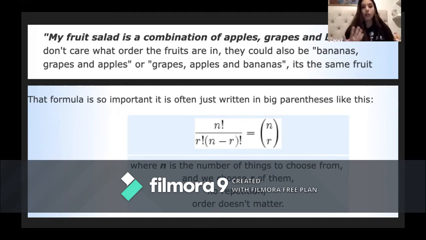The formula is often written in big parentheses because it's easier to put it that way in the calculator. But let's not forget that the formula will always be n factorial divided by r factorial multiplied by n minus r factorial, right? And that's going to be your result, where n is the number of things to choose from and r is the number you choose. No repetition, order doesn't matter. I hope you understood a little bit better what combination is.